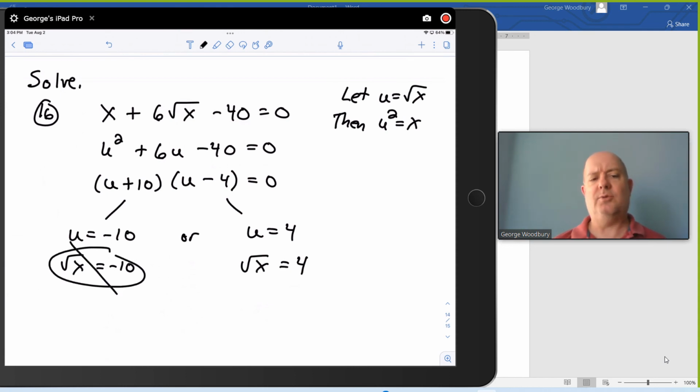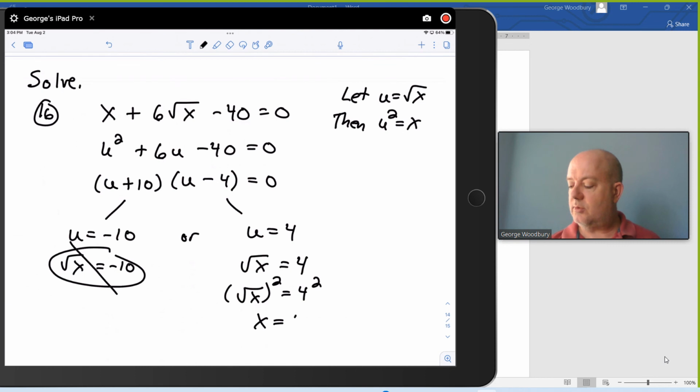If you solved it, you would get a solution of 100, and if you plugged it back into the original equation, it won't work. To solve the other one, we will square both sides, and we get x equals 16. If you substitute that one back in, that will work. So the solution set contains the number 16.